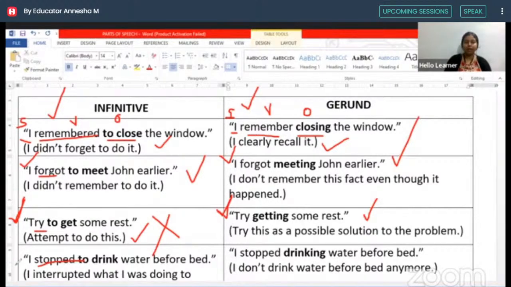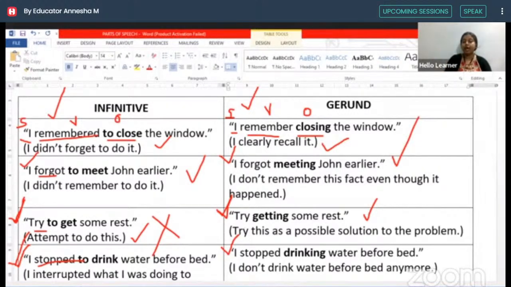And the last one, I stopped to drink water before bed. And I stopped drinking water before bed. बहुत different meaning है. I stopped to drink water before bed का मतलब मैं रुककर थोड़ा पानी पी लिया बेड पर जाने से पहले या सोने जाने से पहले. Going to bed मतलब basically going for sleeping, right? So before I went to sleep, I had some water. मैं रुककर थोड़ा सा पानी पी लिया मैंने.